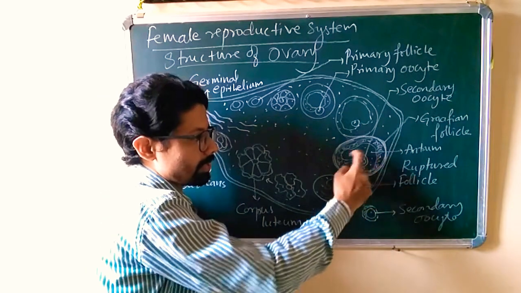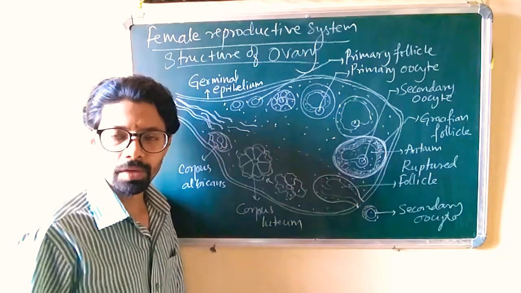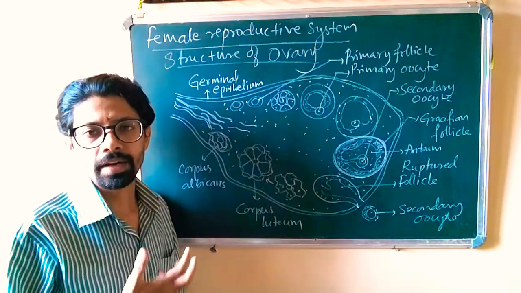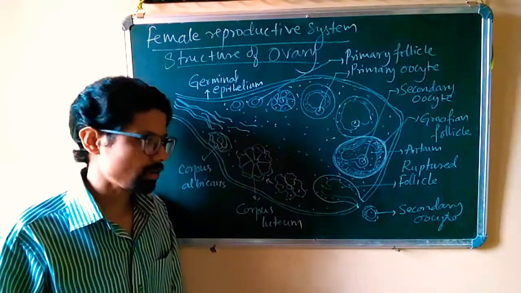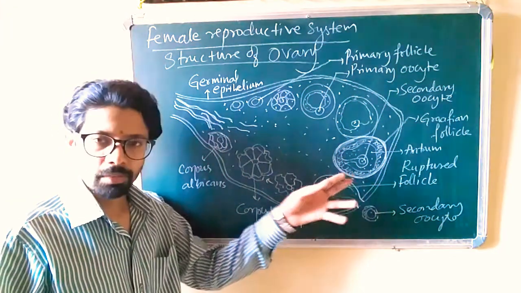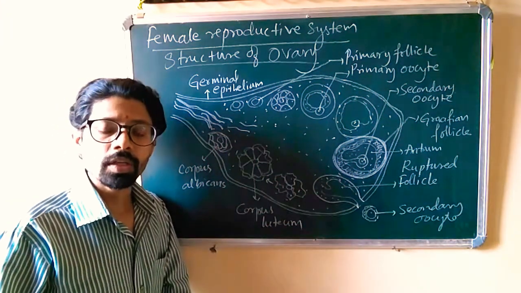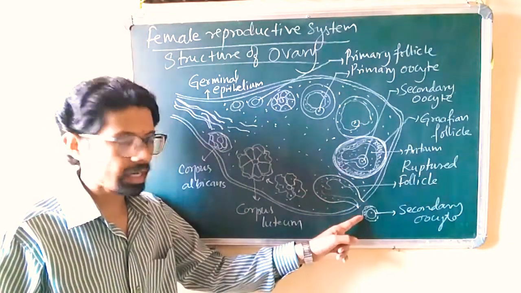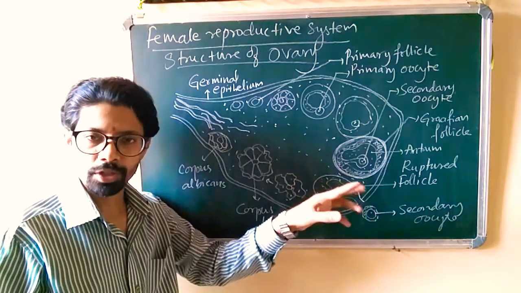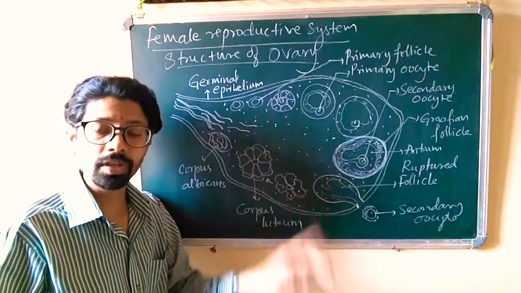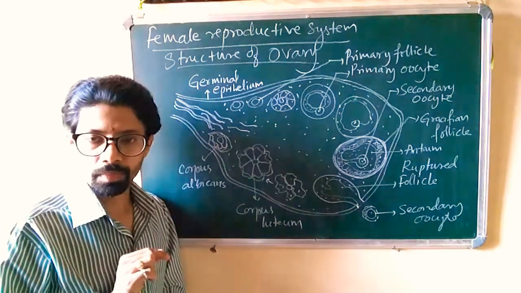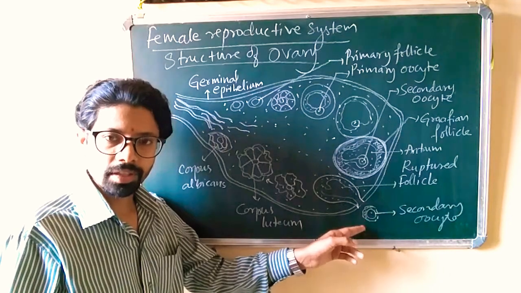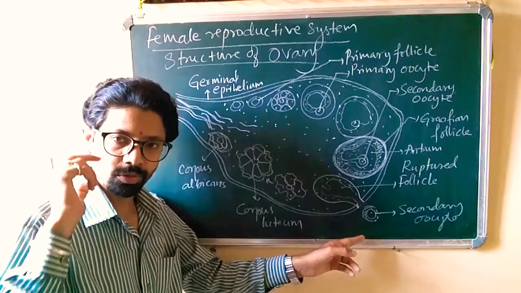Now there is a cavity. This cavity is called the antrum. This antrum is filled with a fluid called liquor folliculi. Generally on the 14th day, because of the effect of the hormone called luteinizing hormone, the Graafian follicle ruptures and releases the secondary oocyte, which later develops into a mature ovum during fertilization inside the fallopian tube. So on the 14th day of the menstrual cycle, generally the ovum is not released. It is the secondary oocyte which later develops into the ovum.